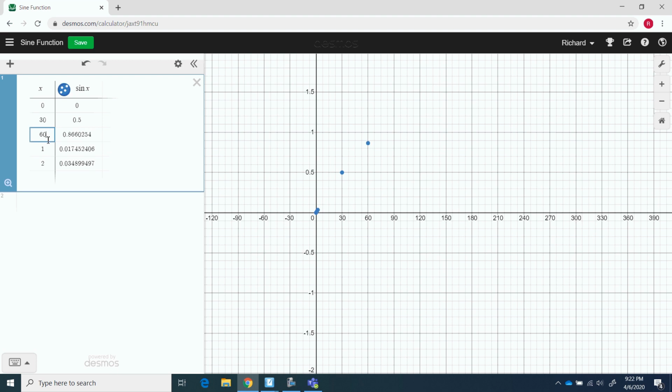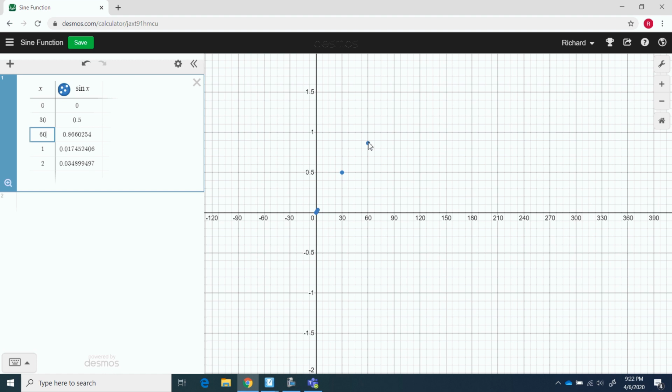You can see the dots appearing over here on the graph as we're putting these in. So the sine of 30 was a half. The sine of 60 was 0.86. As some of you may recall, that's actually radical 3 divided by 2. 60 is one of our special angles, and the sine of 60 degrees was square root 3 divided by 2.